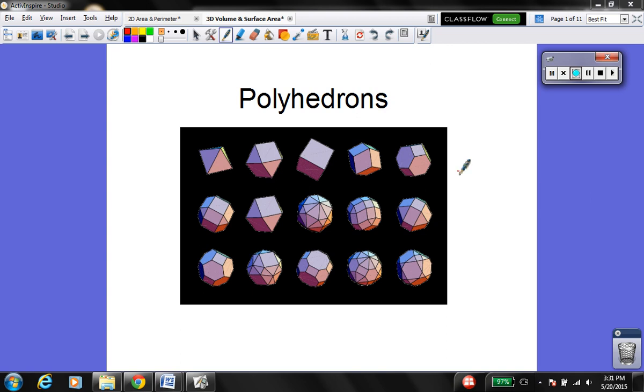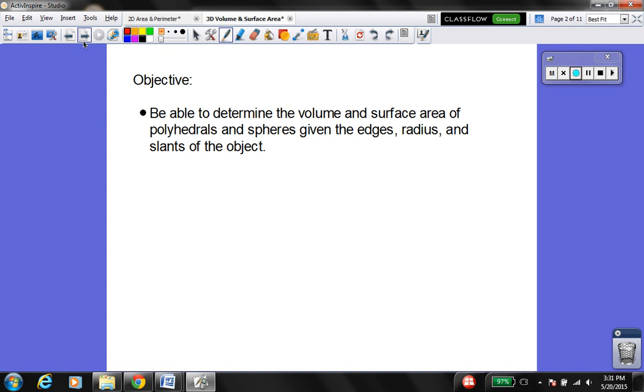So first off, our objective is to be able to determine the volume and surface area of polyhedrons and spheres given the edges, radius, and slants of the object.